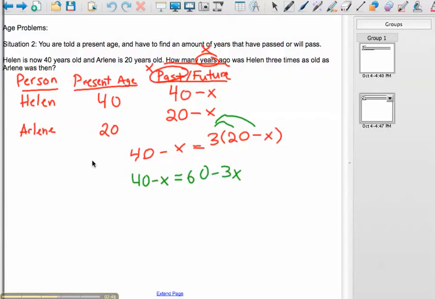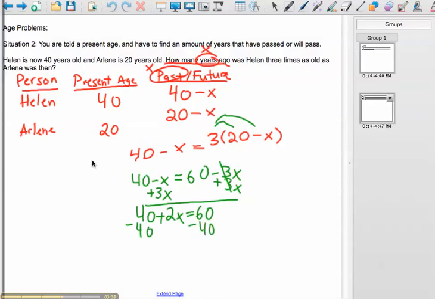Okay? And then bring the variables to both sides. I am going to add 3X to both sides. And you get 40 plus 2X equals 60. Subtract the 40. I get 2X equals 20. And when I divide both sides by 2, it gives me an answer of X equals 10.